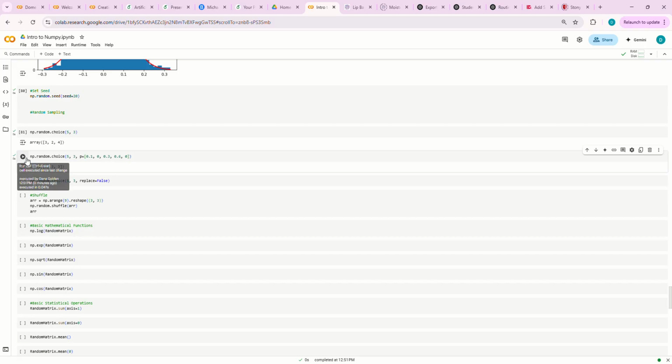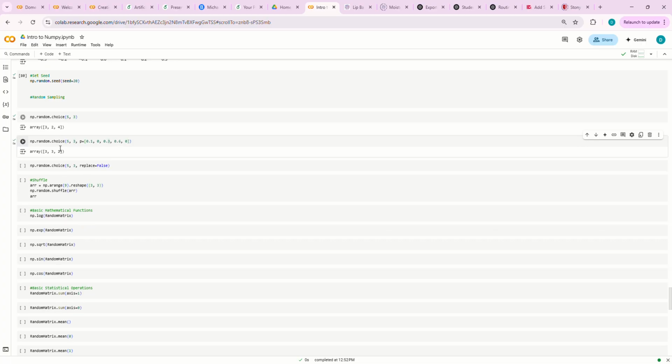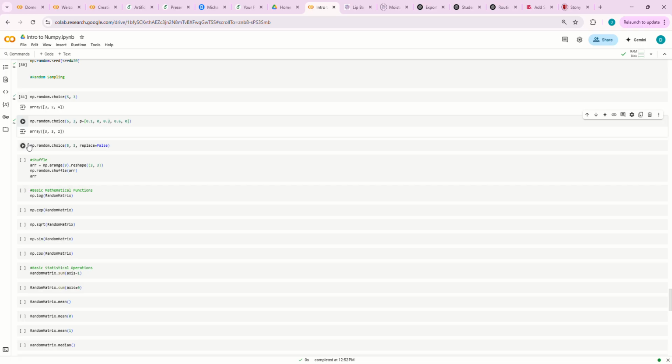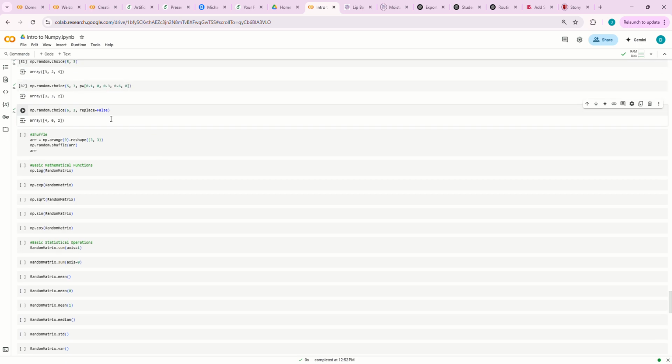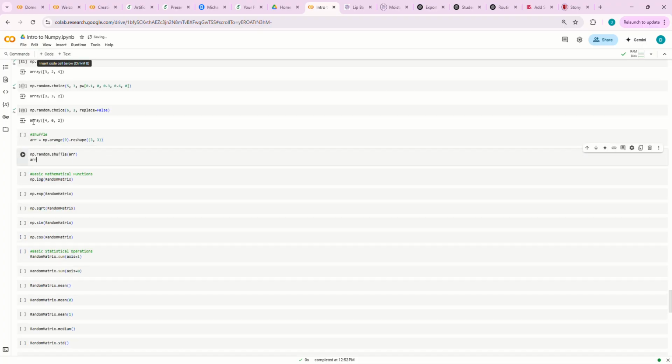Do random choice, and what this means is it's choosing from a list. Here, it's choosing 3 numbers between 1 and 5. Here, it's choosing 3 numbers between 0 and 4, where 3 is the most likely. And then we do random choice from 5, with replace equals false. So you can't get the same number over and over again. And then we can do shuffle here.